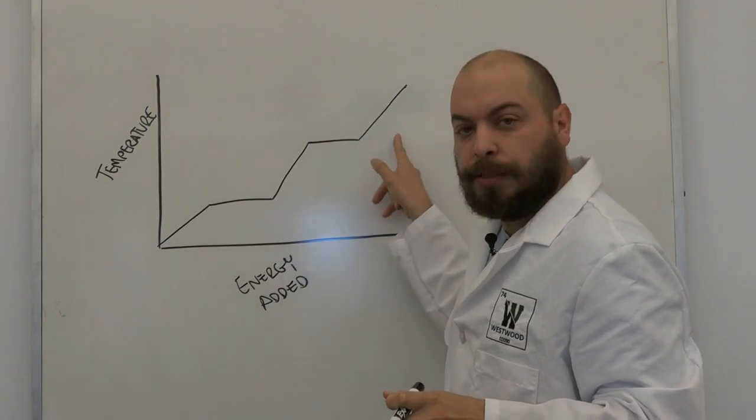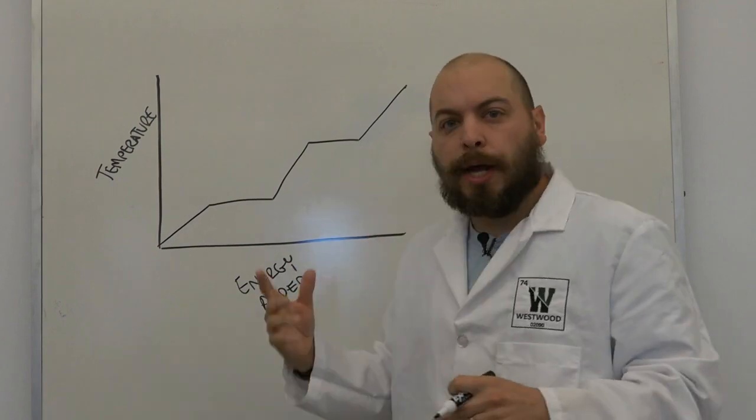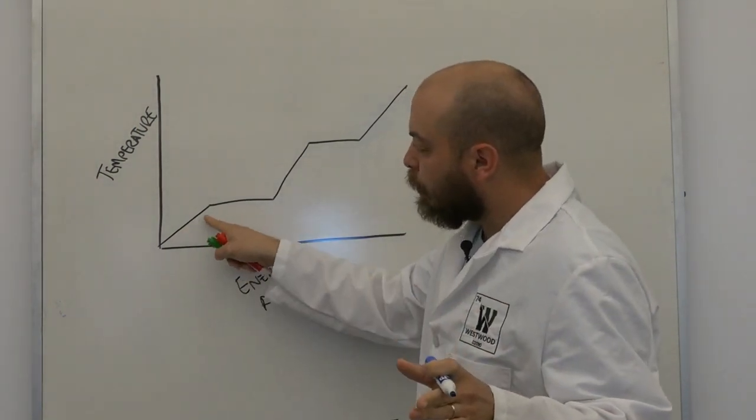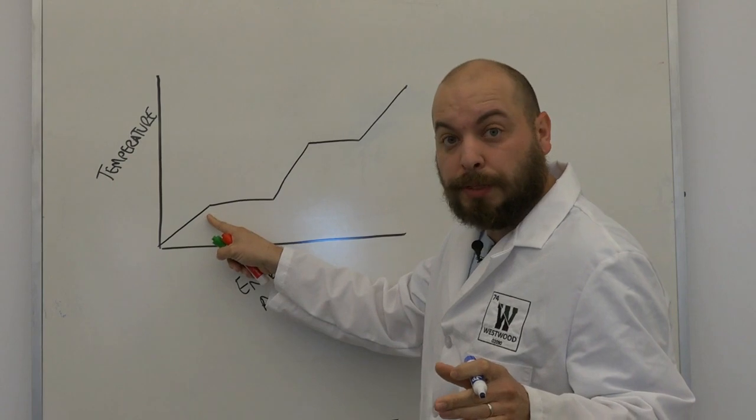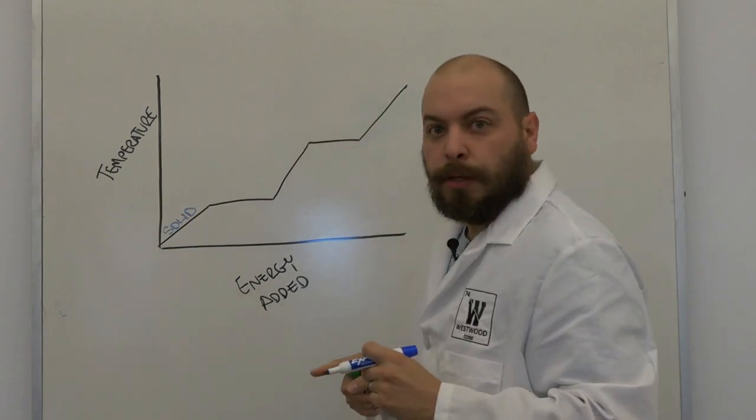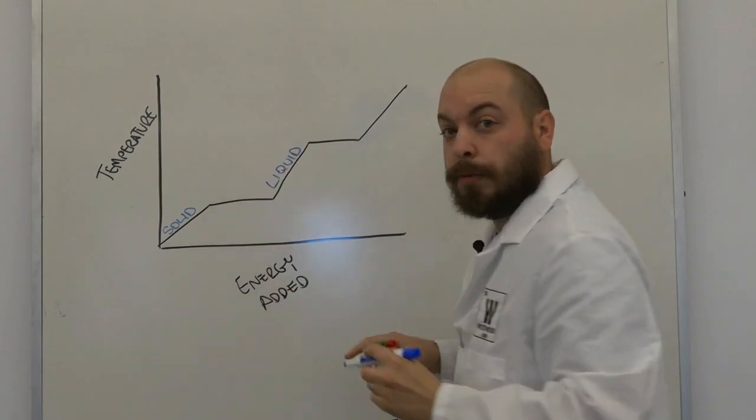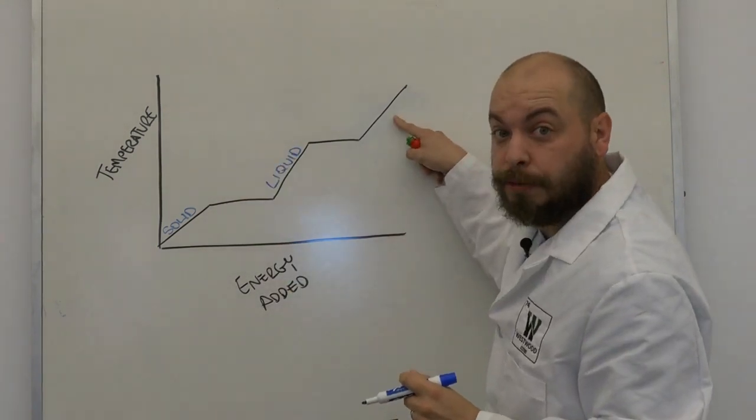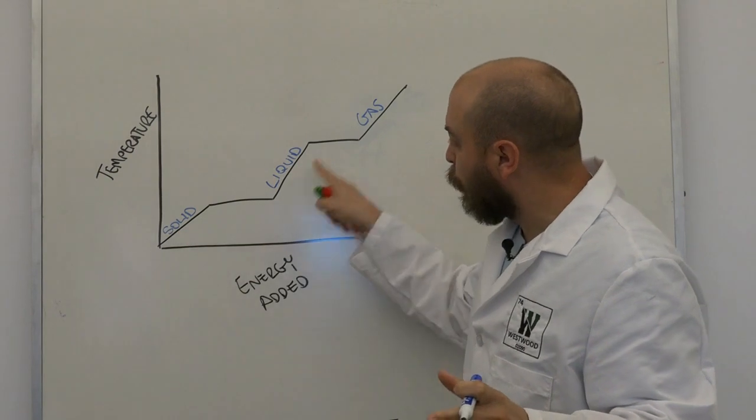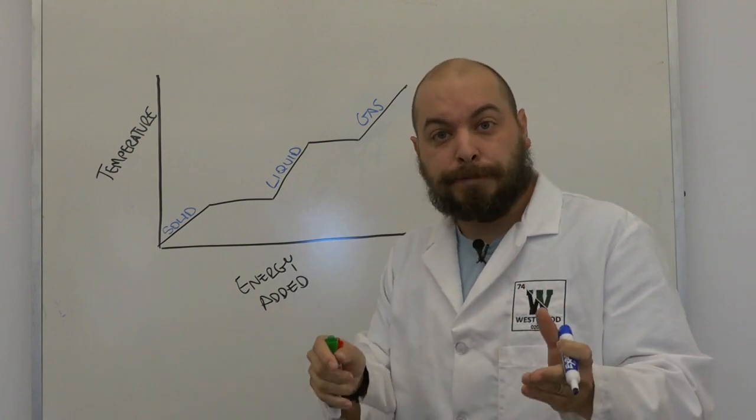Each of these different segments represents a different process. I'm going to start by labeling each part. This first region, where you can see the slope line, represents my system in solid form. This represents my system in liquid form, and this represents my system in gaseous form. That means that within these three regions, we have a system with a single phase present.